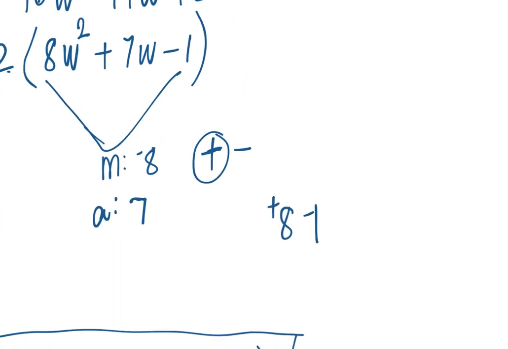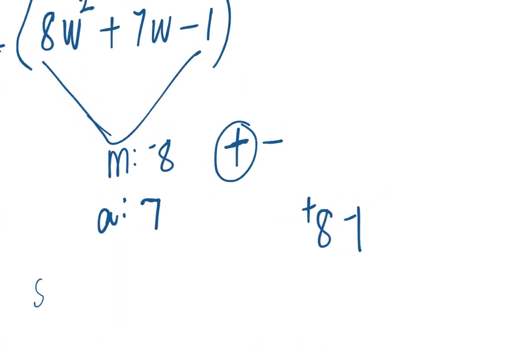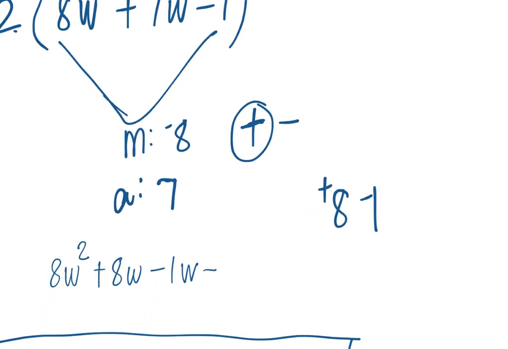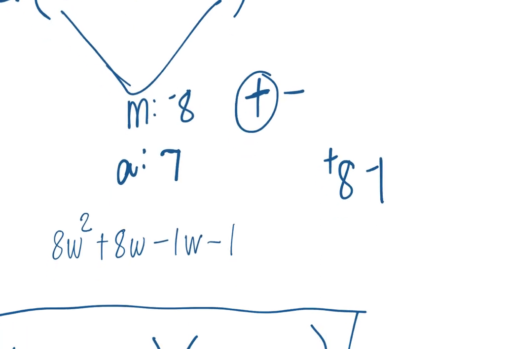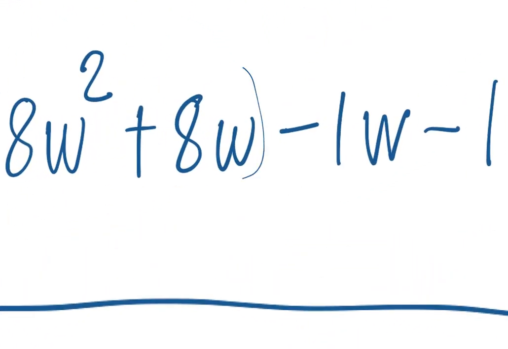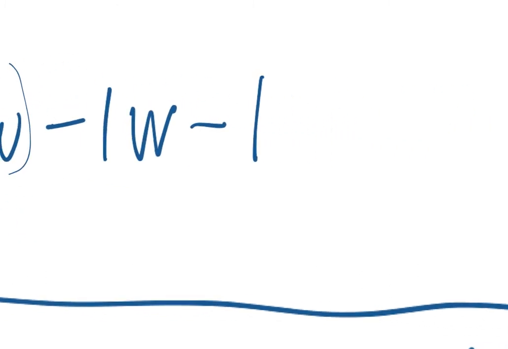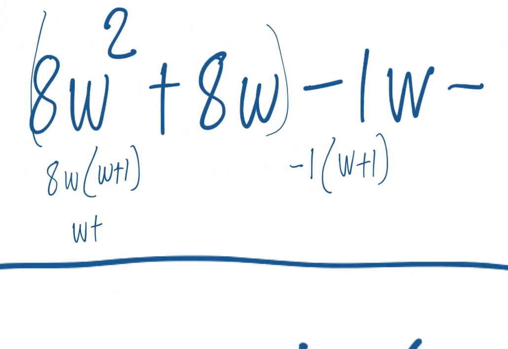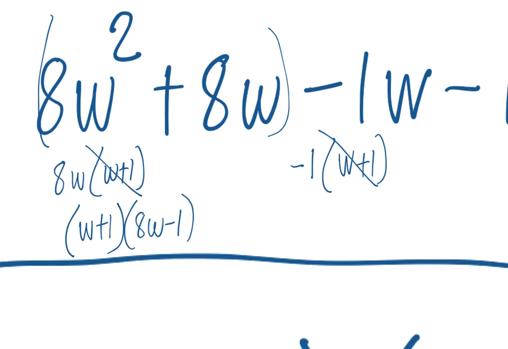And I'm going to rewrite the trinomial to say 8w squared plus 8w minus 1w minus 1. And if I group the front and the back, in the front group there's an 8 and a w in common, you're left with w plus 1. And in the back group there is nothing in common other than the leading coefficient is negative, so take out a negative 1, you're left with w plus 1. So now we have a w plus 1 in common. You factor that out, you're left with 8w minus 1.